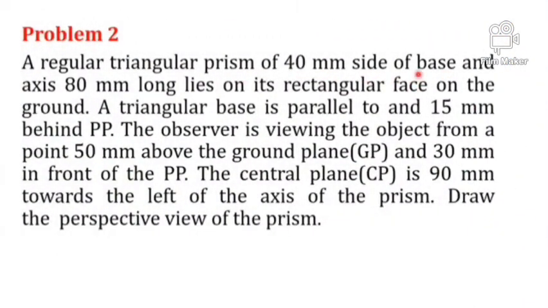A triangular prism with 40 mm side of base and axis 80 mm long lies on its rectangular face on the ground. A triangular base is parallel to and 15 mm behind PP. The observer is viewing the object from a point 50 mm above the ground plane and 30 mm in front of PP. The central plane is 90 mm towards the left of the axis of the prism. Draw the perspective view of the prism.